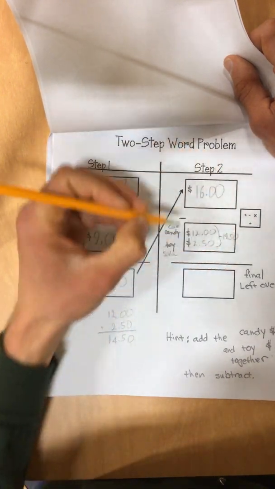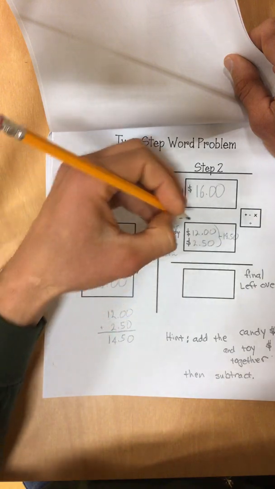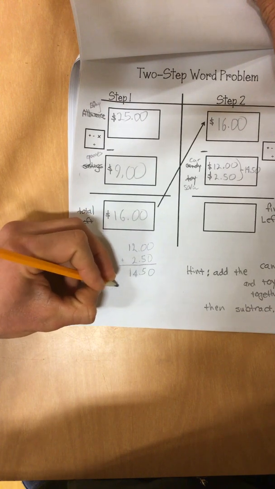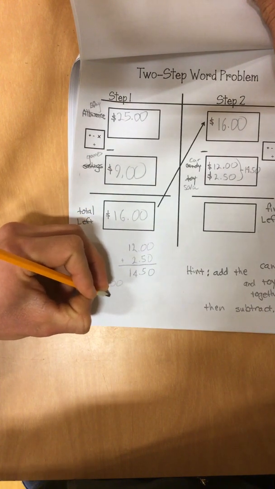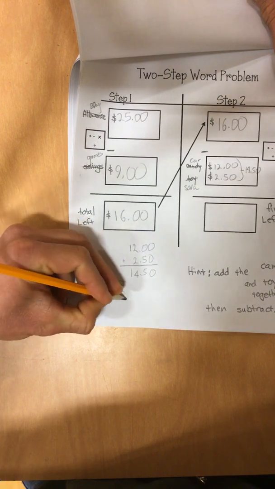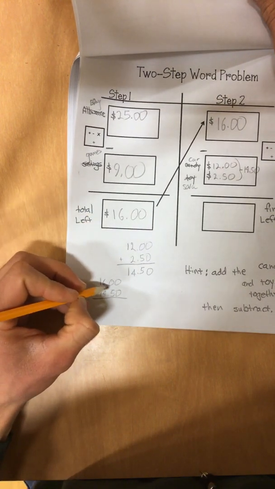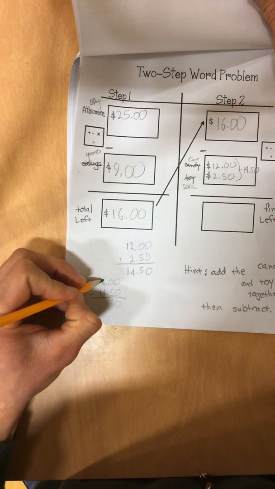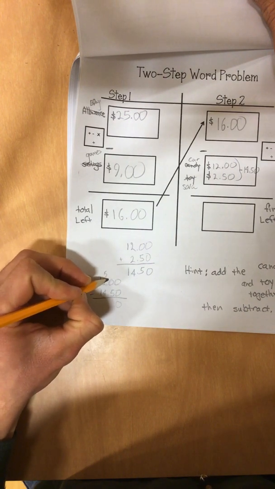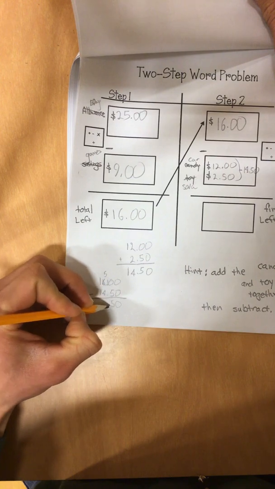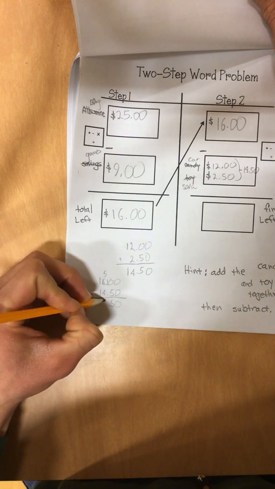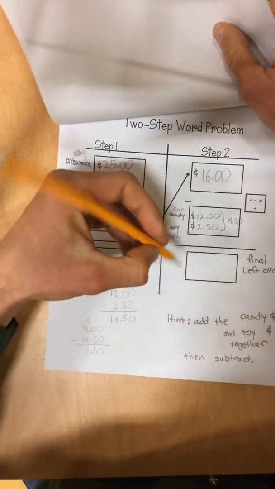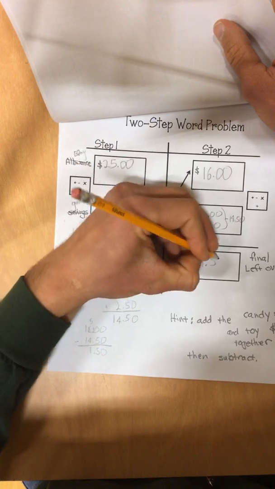16 minus 14.50. We need to do some borrowing. 0 minus 0, 0. 0 minus 5, let's do 5. Make 0 into a 10. 10 minus 5, 5. 5 minus 4, 1. 1 minus 1. So Mark has $1.50 left over.